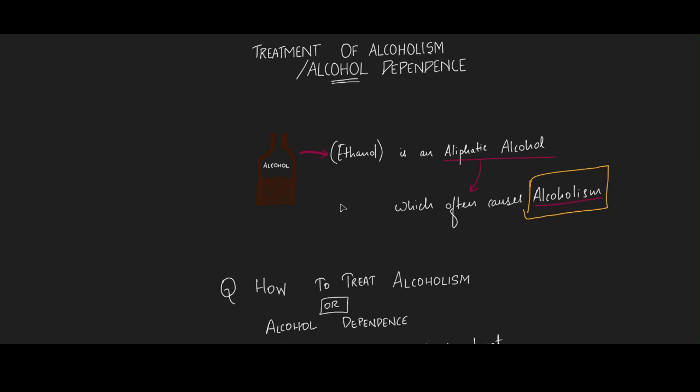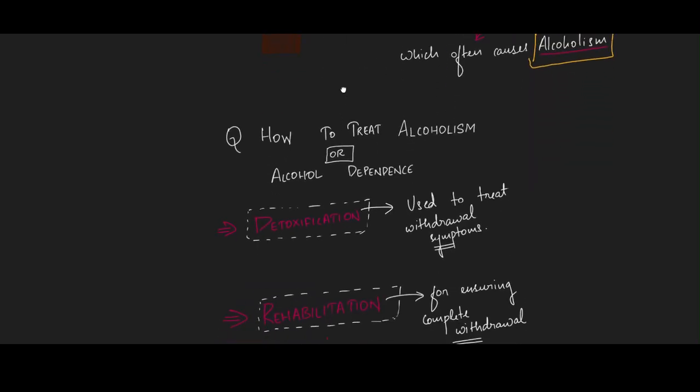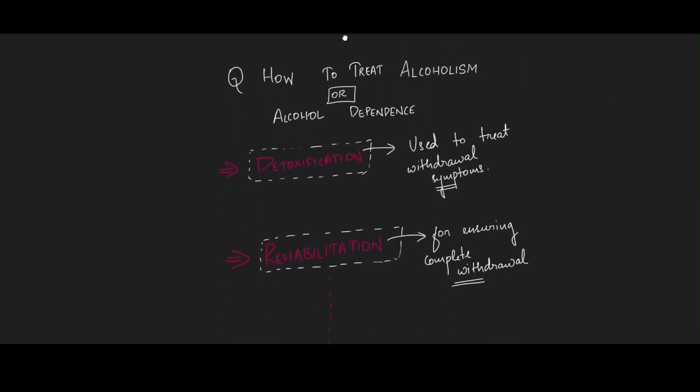So in this video, we'll be learning about the treatment of alcoholism or alcohol dependence. Coming to the introduction about alcohol or ethanol, it is an aliphatic alcohol which causes the syndrome of alcoholism. Now, how do we treat alcoholism or alcohol dependence?